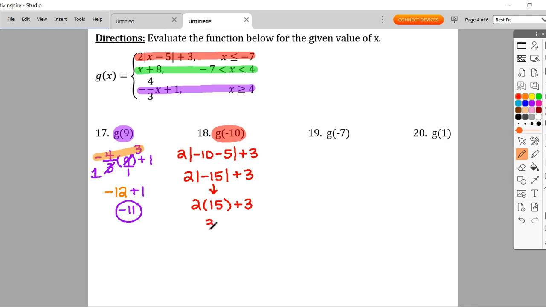And then I multiply, then add 3 to get my final answer to be 33.